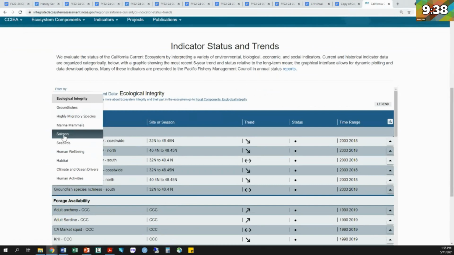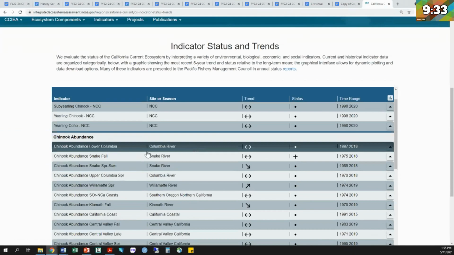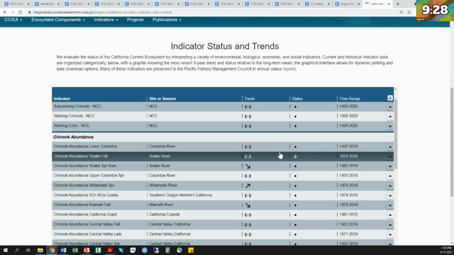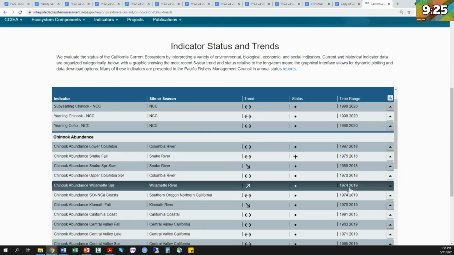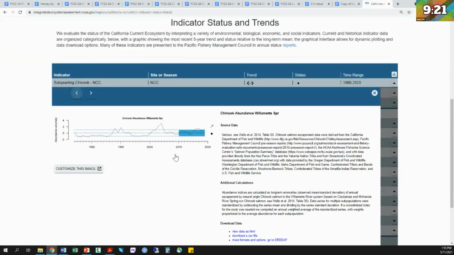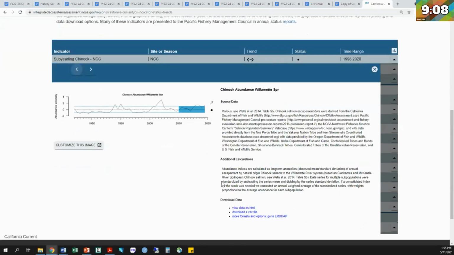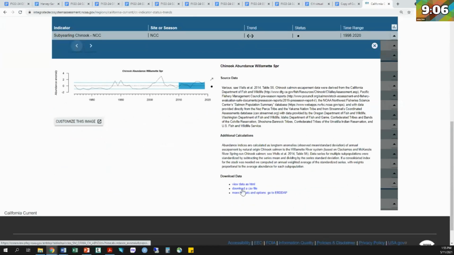So if you just were to go to salmon and just select one of these, these are escapements of Chinook salmon to different sites along the West Coast. So if we were to look at, let's say, one of these ones that's a little bit more up to date, this is data from the Willamette River. Spring Chinook returns, and here's the same trend that you saw before, along with information of where the indicators came from and some information about how they were tabulated. You can also download the data and get some more information through these links.